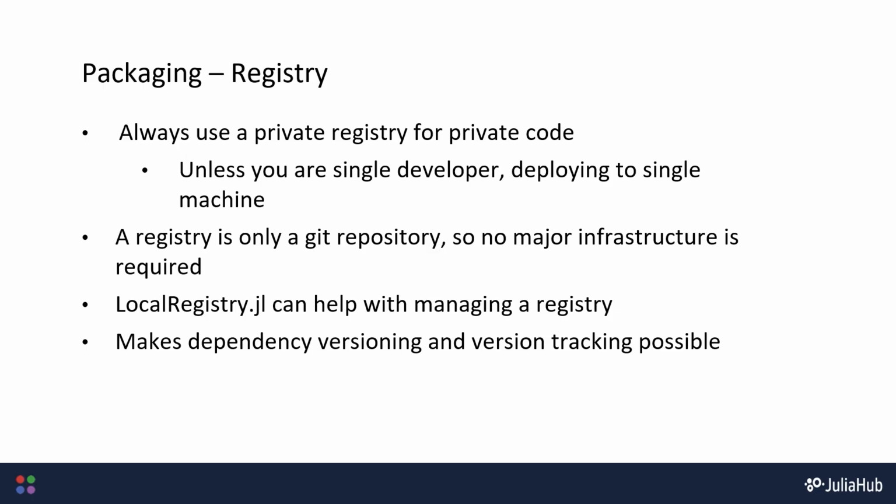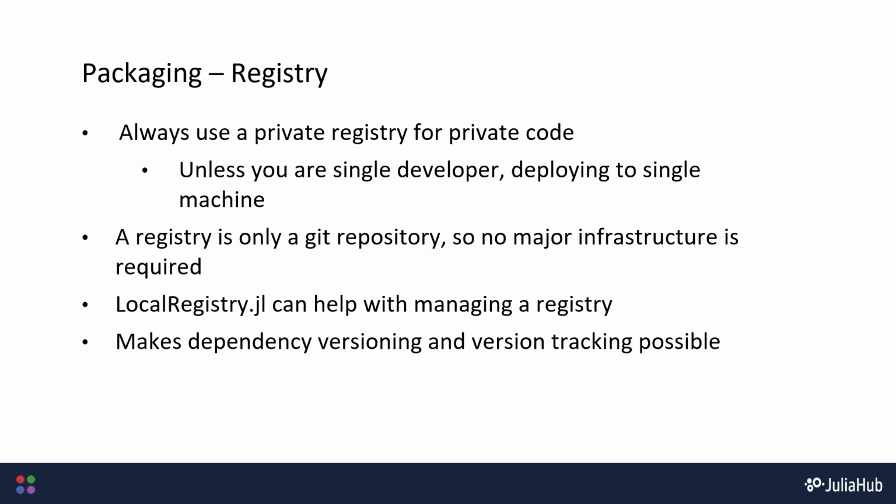One recommendation that I always say is that if you're writing private code, unless you are one developer installing on one machine, always create a registry for your organization, for your team. It's not very difficult. It's just a Git repository. There are tools that can help you with it. Local registry works pretty well. For larger companies, obviously, JuliaHub sells a solution, but for reasonable sized teams, you don't need any of that. Local registry is really good.